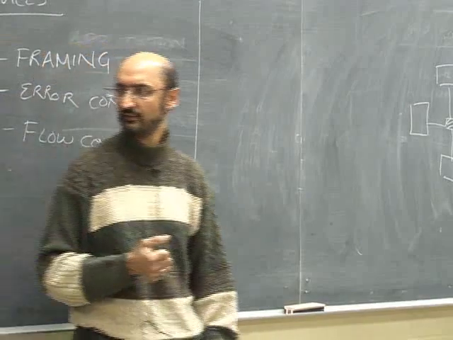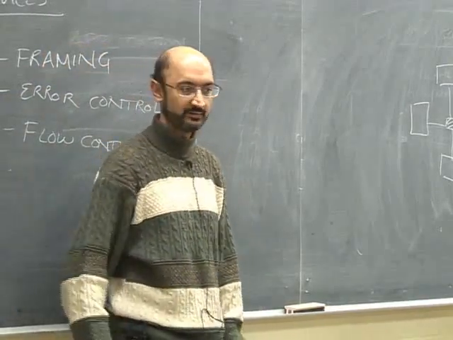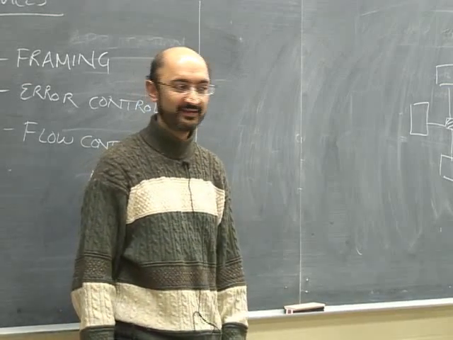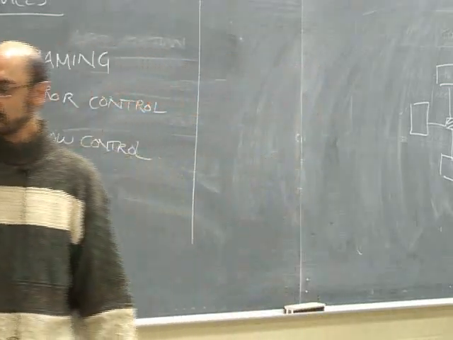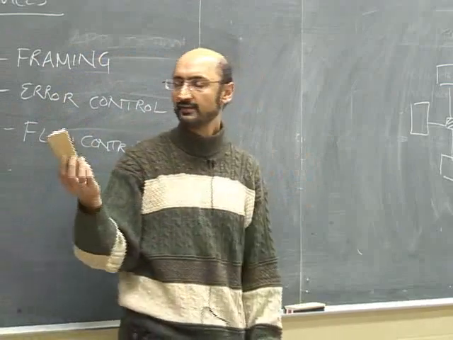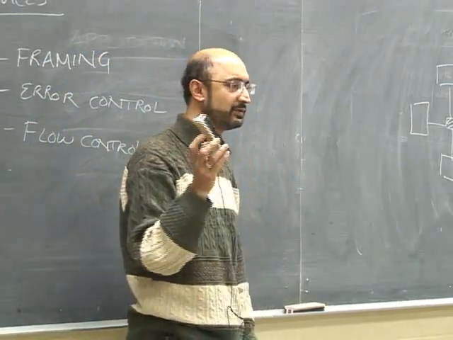I'm A. I have a message for D. Okay. I'm B. I have no message. I'm C. I have no message. Okay, and so this is the way it works, and this is what's called a token ring. The token is going around in the ring, and the person holding the token is going to be able to speak.